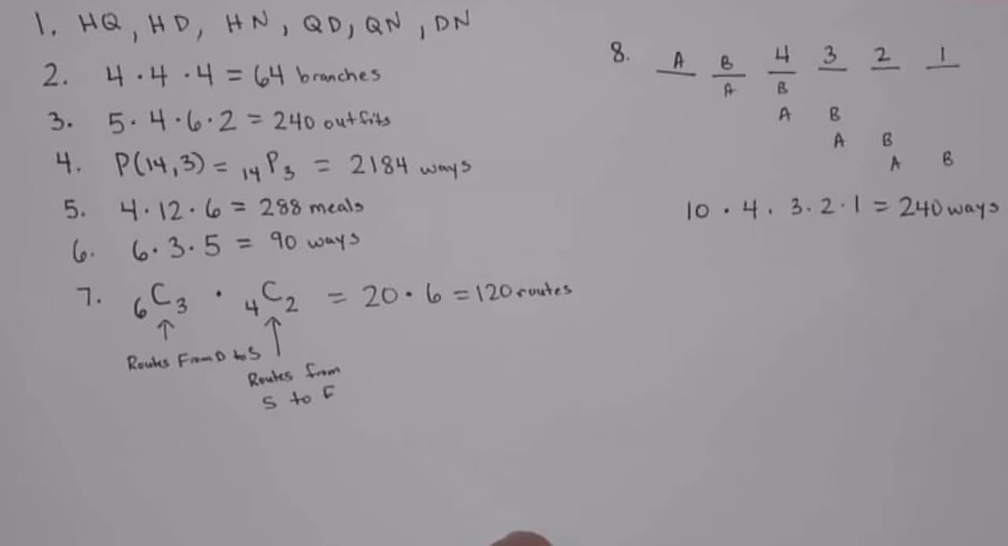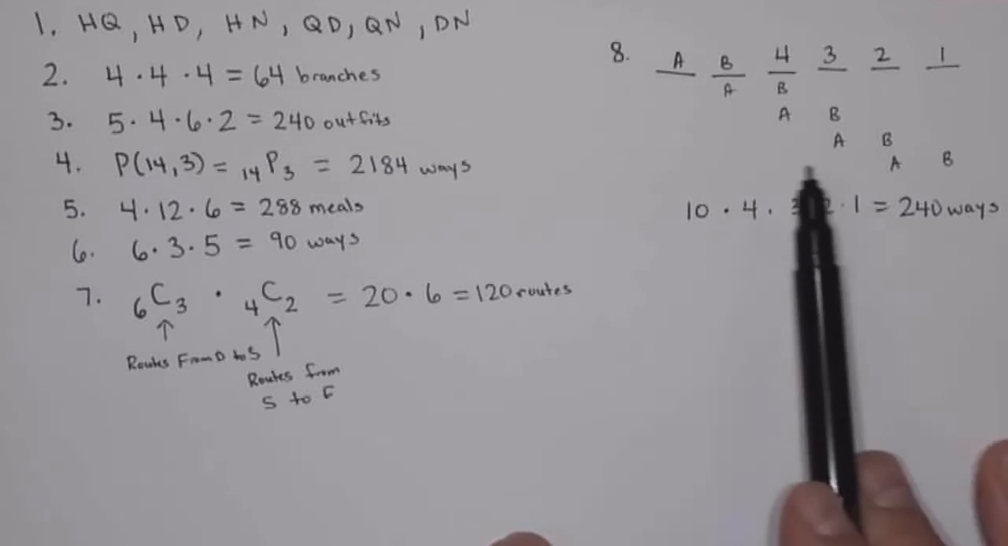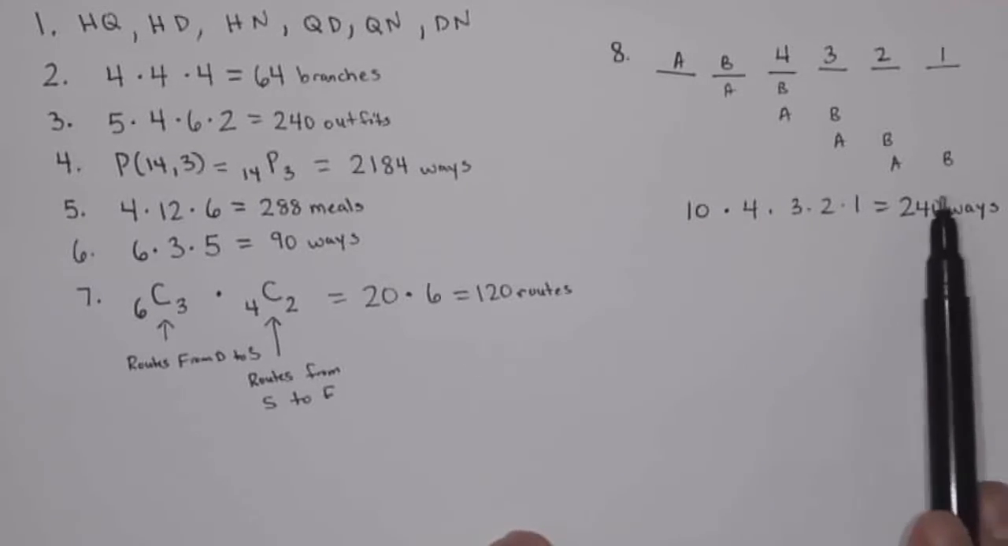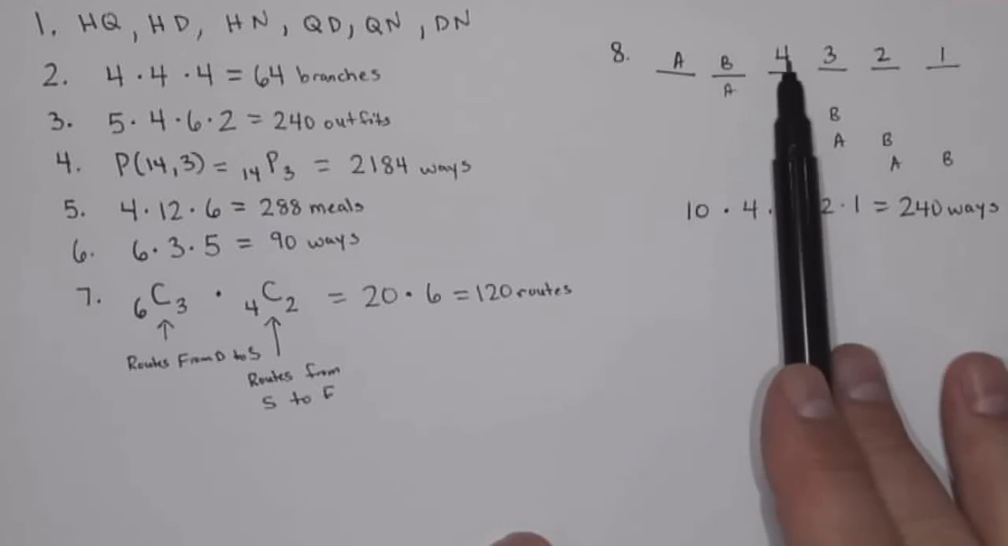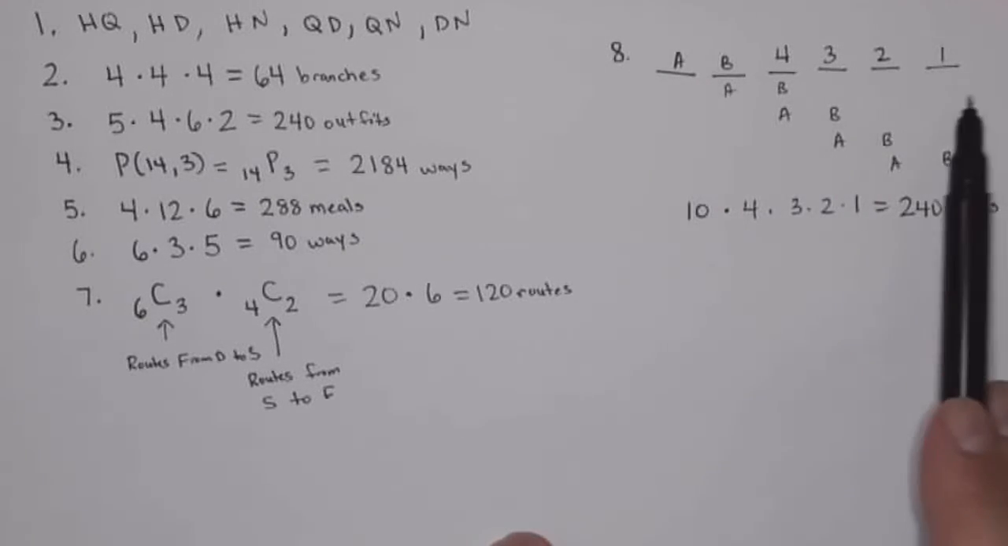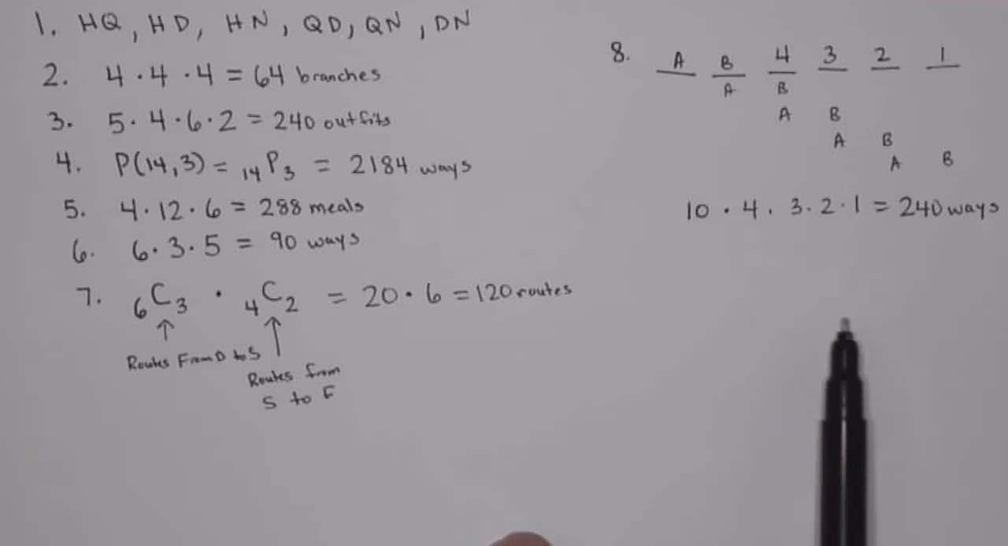And just one more time for clarity, if we didn't have the restriction that Alex and Bonnie had to sit together, then it would just be 6 times 5 times 4 times 3 times 2 times 1, so that would just be 6 factorial. But the fact that these two have to sit together limits that, and so we end up with 240 different ways.